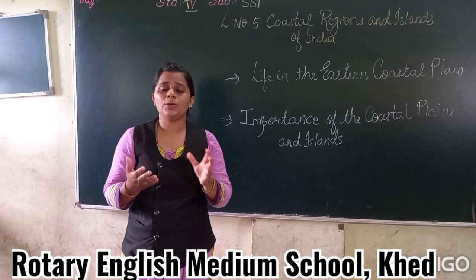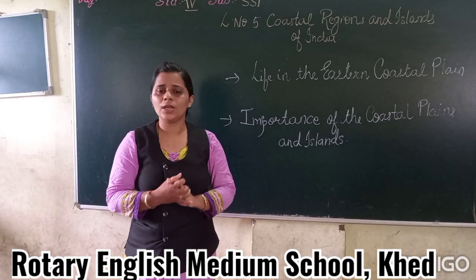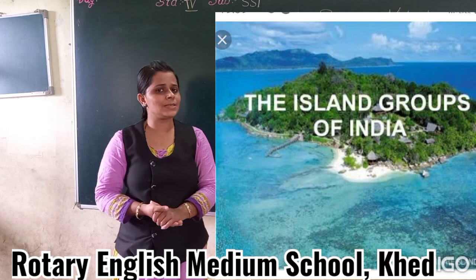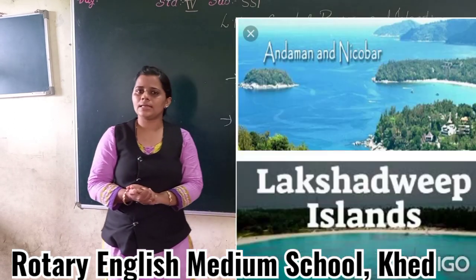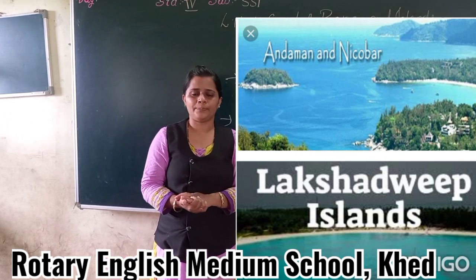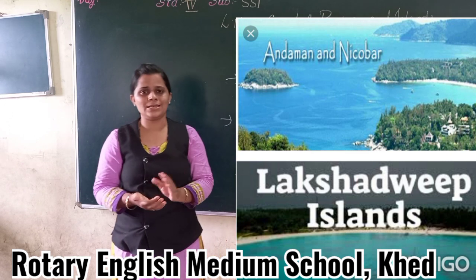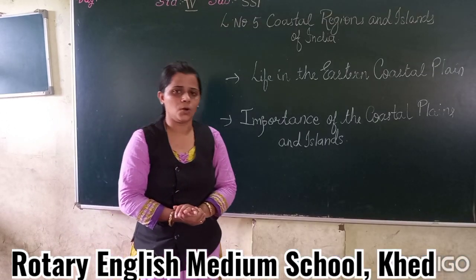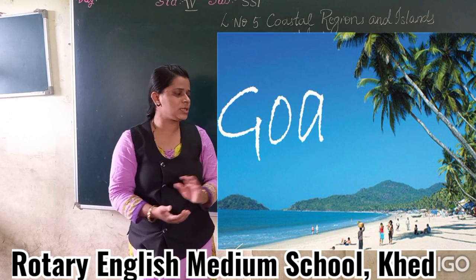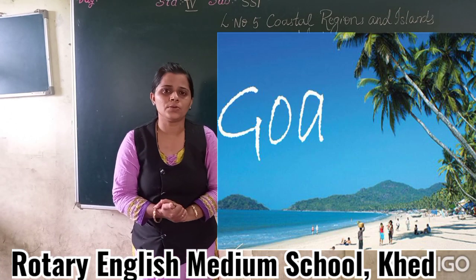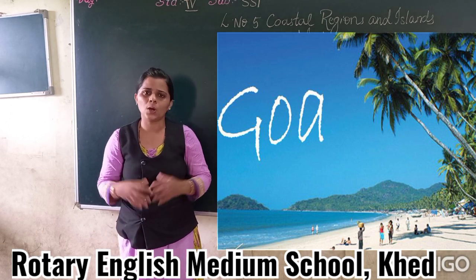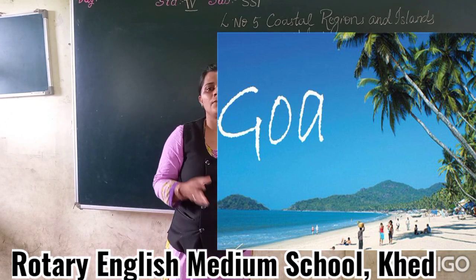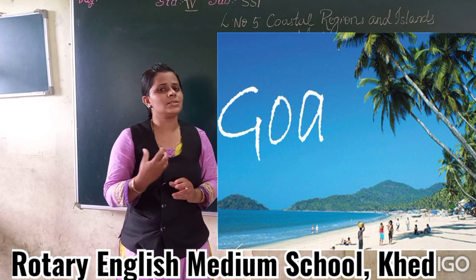Okay, my dear children, and you all know about the islands. Islands are very popular and a tourist attraction. Which islands am I talking about? We discussed in the last video the two groups of islands, Andaman and Nicobar and Lakshadweep. Andaman and Nicobar is the largest union territory, whereas Lakshadweep is the smallest union territory. Also the beaches are very famous and a tourist attraction. People within the country and from all over the world come and visit the famous place, Goa. Here you see the beaches are very beautiful and a tourist attraction.